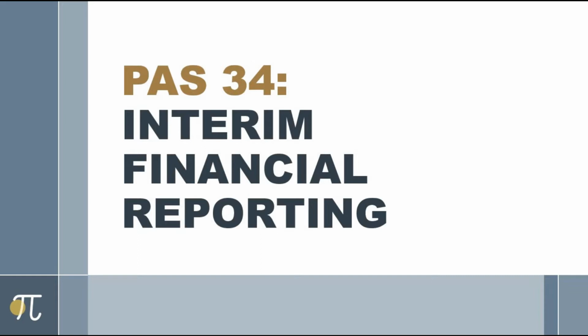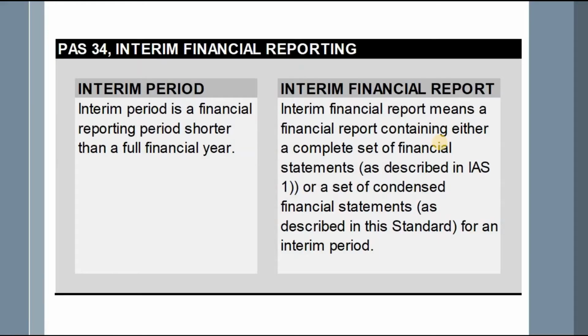First, let us define what an interim period is. According to PAS 34, Interim Financial Reporting, an interim period is a financial reporting period shorter than a full financial year. The most common interim periods adopted by entities are semi-annual, which covers 6 months, or quarterly, which covers 3 months. Of course, if the interim period is semi-annual, there are 2 interim periods in 1 year. And if the interim period is quarterly, there are 4 interim periods covered in 1 whole year.